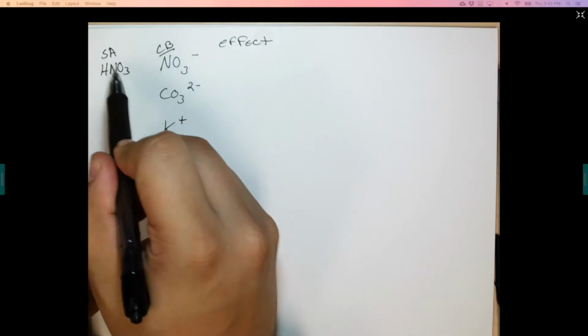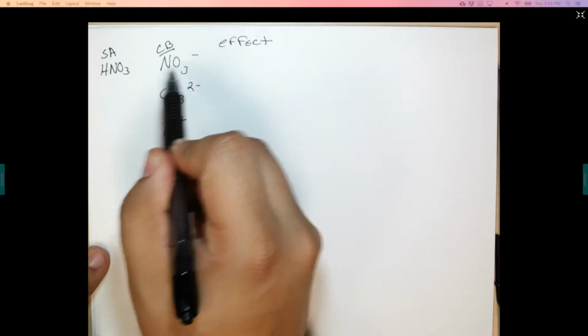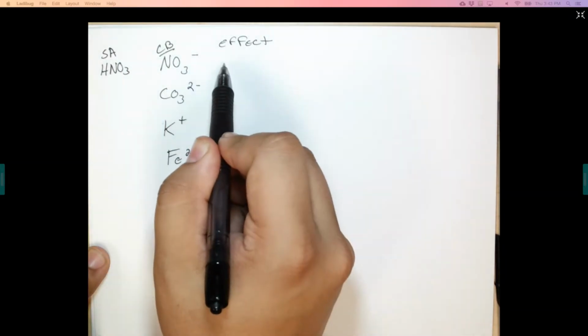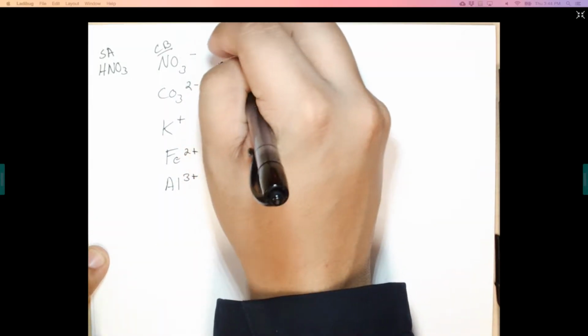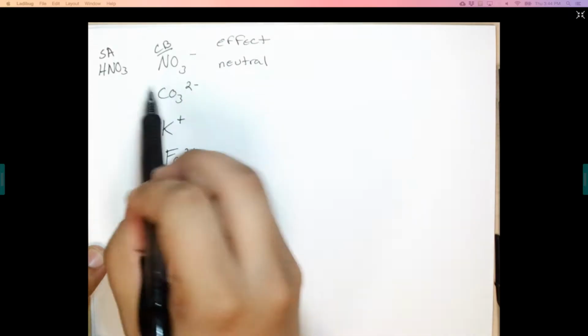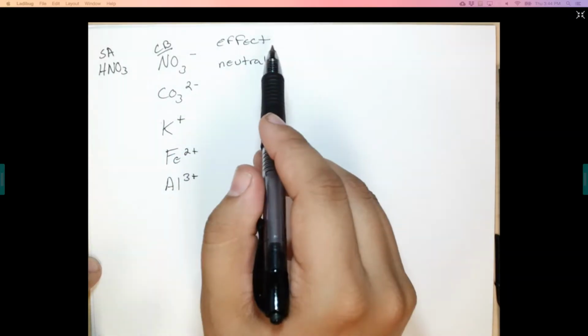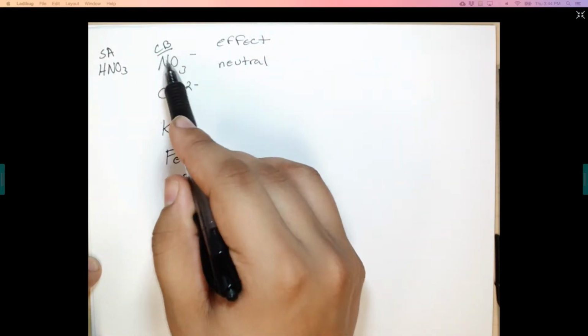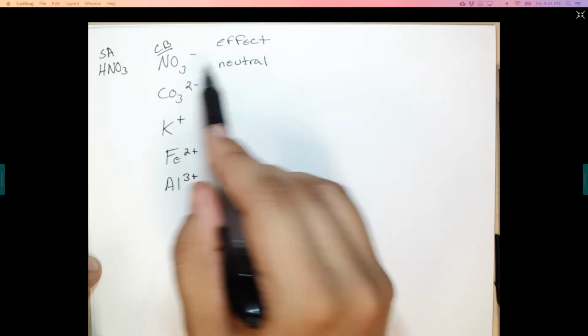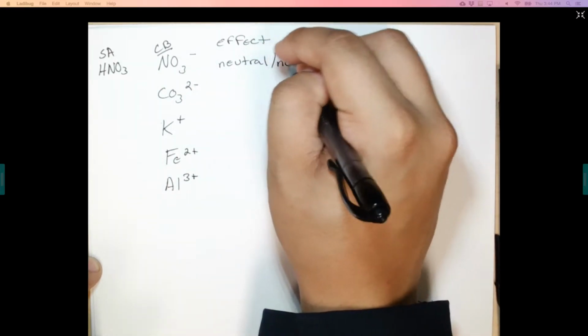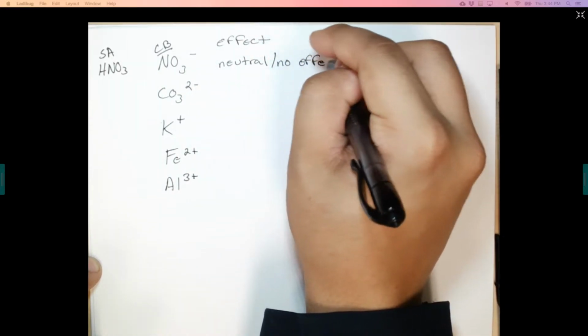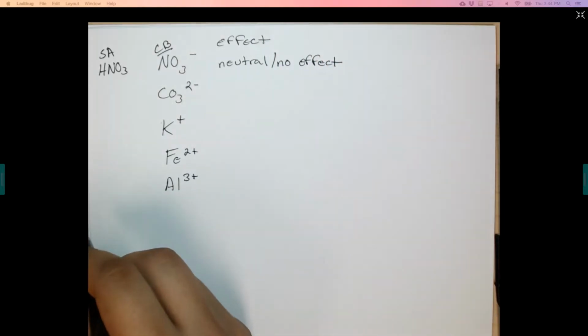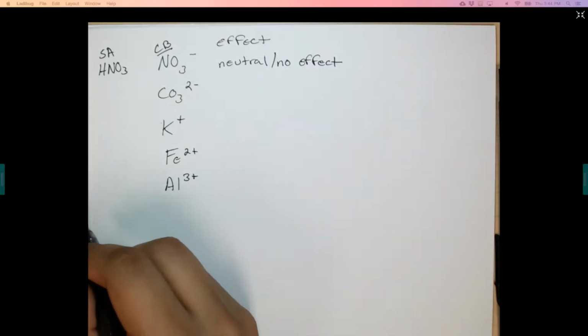So remember that the conjugate base of a strong acid has no effect on pH. It is neutral. Very important to be able to recognize that. And you can write that out as a statement: the conjugate base of a strong acid is neutral, or you could say no effect on the pH. Okay, moving forward.